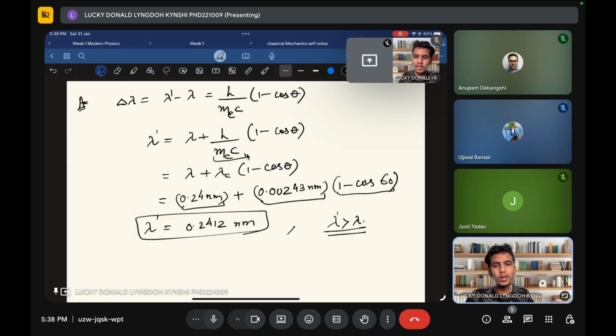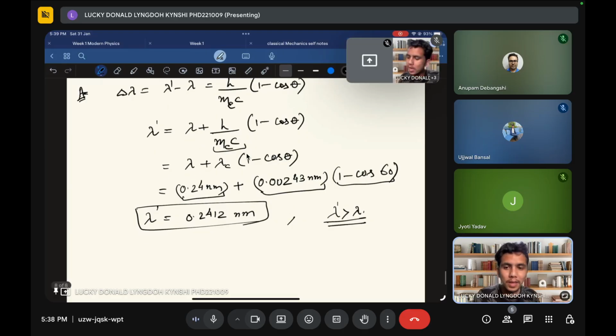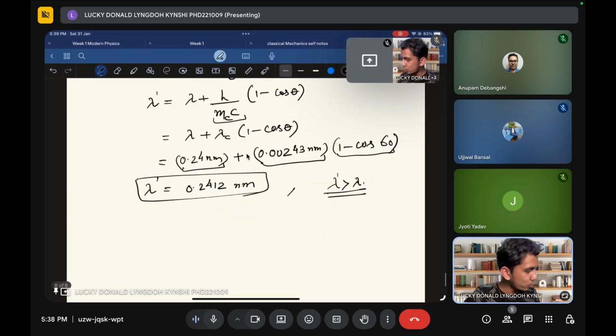That means the scattered photon has a higher wavelength, which in turn means slightly lower energy. The higher the wavelength, the lower the energy. Indirectly, the scattered photon from your electron will have slightly lower energy than your incident photon. So now if I want to calculate the kinetic energy, how will it be?